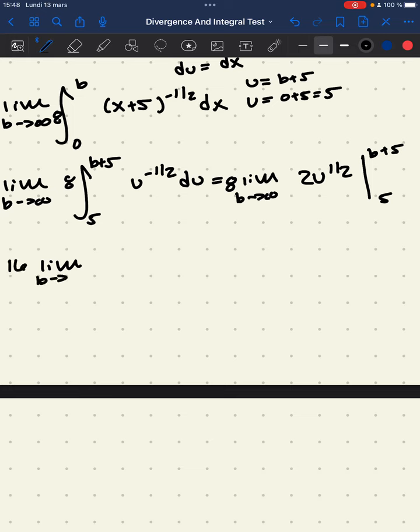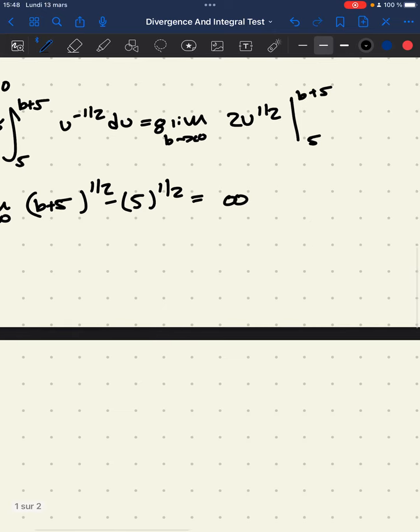As b approaches infinity, u to the 1 over 2, and we just plug in our bounds into our u, which would be the square root of b plus 5, minus the square root of 5. Notice right here, you have a b plus 5 and b becomes infinity. So as b approaches infinity, this right here will approach infinity. Therefore, it diverges.